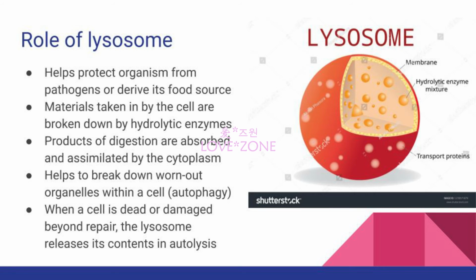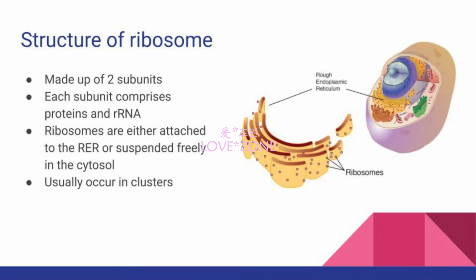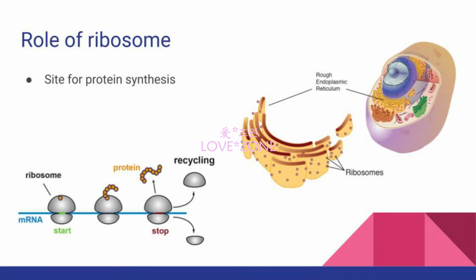Also, the lysosomes help to break down worn-out organelles within a cell in a process called autophagy. When a cell is dead or damaged beyond repair, the lysosome releases its contents during autolysis. Ribosomes are made up of 2 subunits and each subunit comprises proteins and ribosomal ribonucleic acid. Ribosomes are either attached to the rough endoplasmic reticulum or suspended freely in the cytosol, which is the aqueous part of the cytoplasm. Usually, ribosomes are found in clusters. Ribosomes function as sites for protein synthesis.